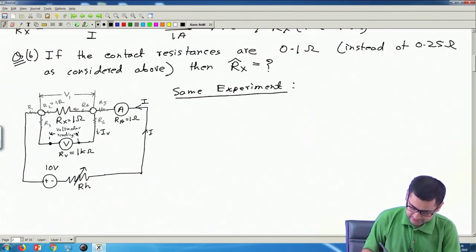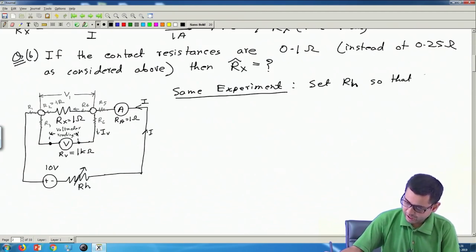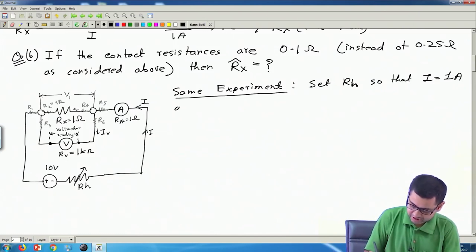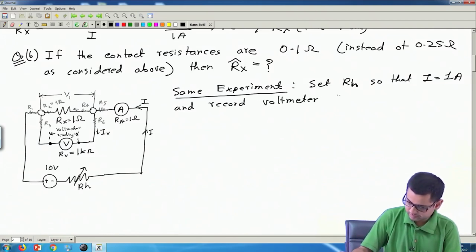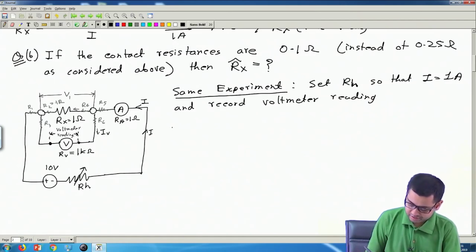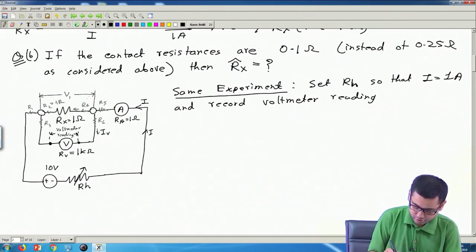Therefore, we set RH so that I is equal to 1 ampere, and measure and record the voltmeter reading. So what will be the voltmeter reading? Before we find the voltmeter reading, let's find V1.